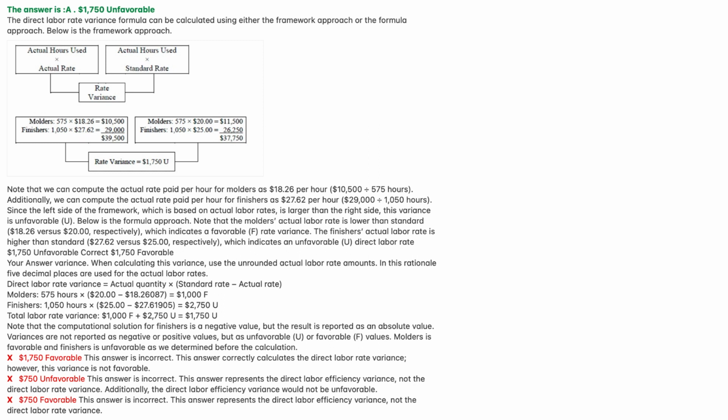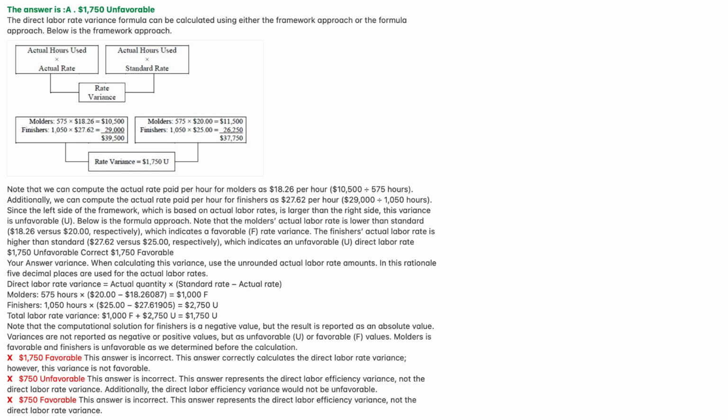Below is the framework approach. Note that we can compute the actual rate paid per hour for molders as $18.26 per hour, $10,500 divided by 575 hours. Additionally, we can compute the actual rate paid per hour for finishers as $27.62 per hour, $29,000 divided by 1,050 hours. Since the left side of the framework, which is based on actual labor rates, is larger than the right side, this variance is unfavorable. Below is the formula approach.